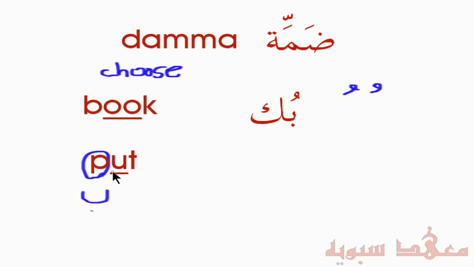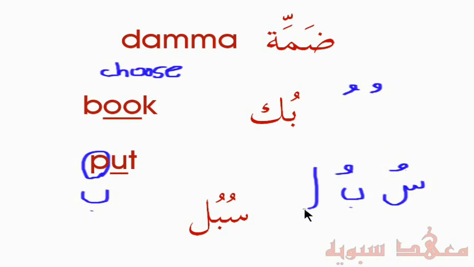Now let's practice this. We have a word composed of 3 letters. The first 2 letters are with a dhamma. There's a sin with a dhamma, then a ba with a dhamma, and then the lam. So su, bu, and this is the lam, like the letter L. So subul.